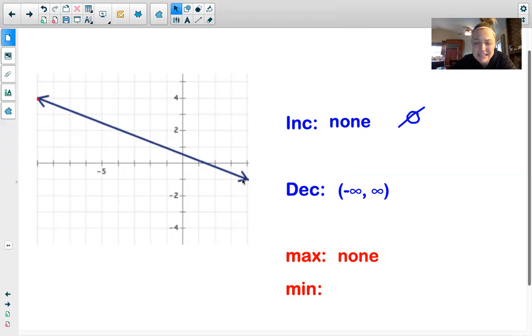Well, if that's the case, and this graph also has an arrow going downhill, what does that mean about the minimum? Well, there is none. There's no minimum, no maximum here because it can always go up higher or down lower.